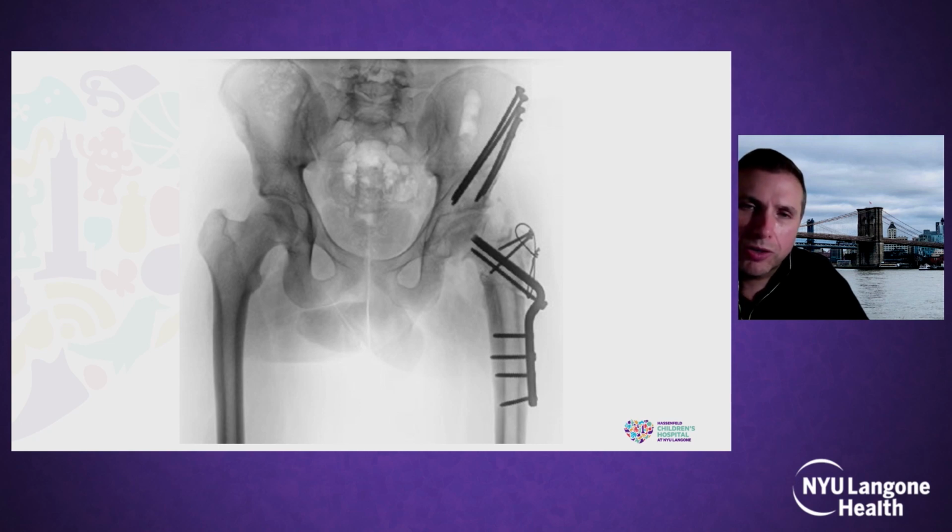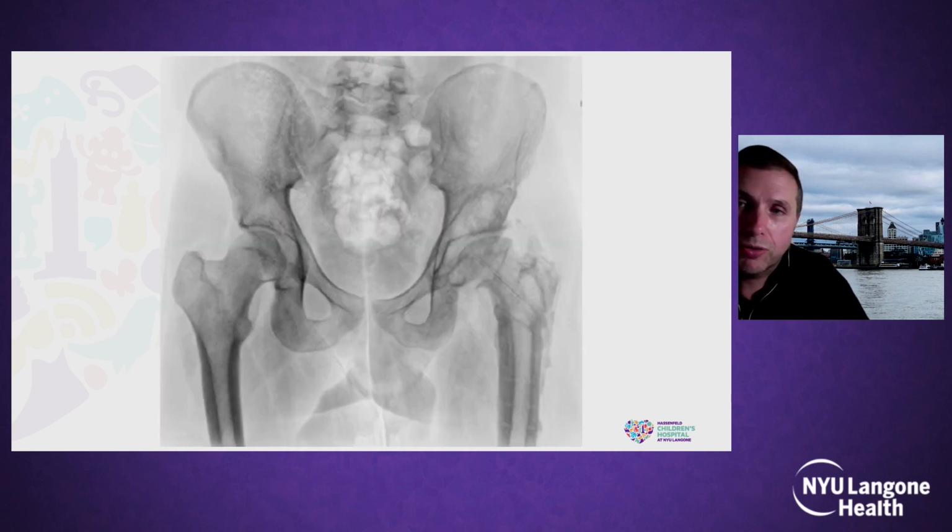In this case, we also did a PAO to improve the congruity of the joint. So there's a fair amount of hardware, but you can see how the center of rotation of the femoral head in relation to the greater troch has been improved, and the hip biomechanics have clearly been improved.